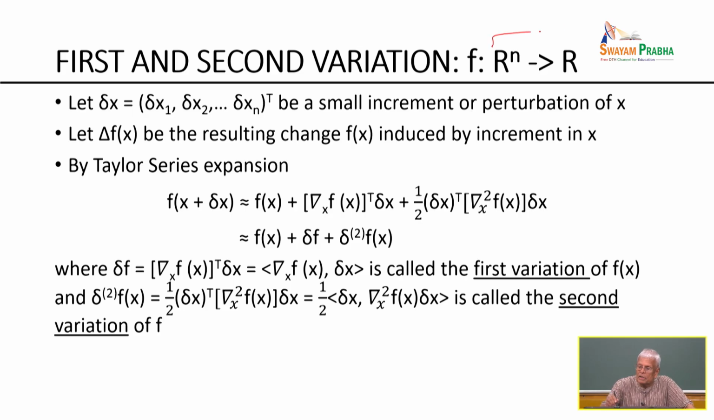I'm going to be talking about this with respect to a scalar valued function of a vector. So I'm considering a point x. I'm trying to perturb the components x1, x2, xn. Let delta x1, delta x2, delta xn be the small perturbations. Perturbation means I'm going to add. So let delta x be a small vector which is being added to x.